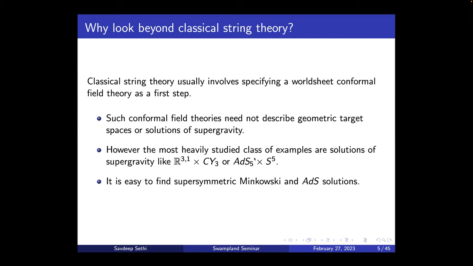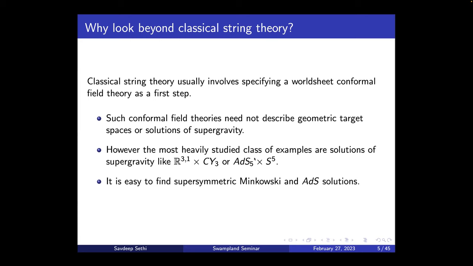Well, classical string theory, a la textbook string theory like Polchinski, usually involves specifying a worldsheet conformal field theory as a first step. And such conformal field theories, as we know, do not have to describe geometries in space-time or solutions of supergravity. They could be more abstract ideas like Landau-Ginzburg theories or other phases that just have the right properties to give us a string background. But by far the most heavily studied class of examples are solutions of supergravity, like Calabi-Yau cross flat space or AdS cross a sphere with some fluxes.